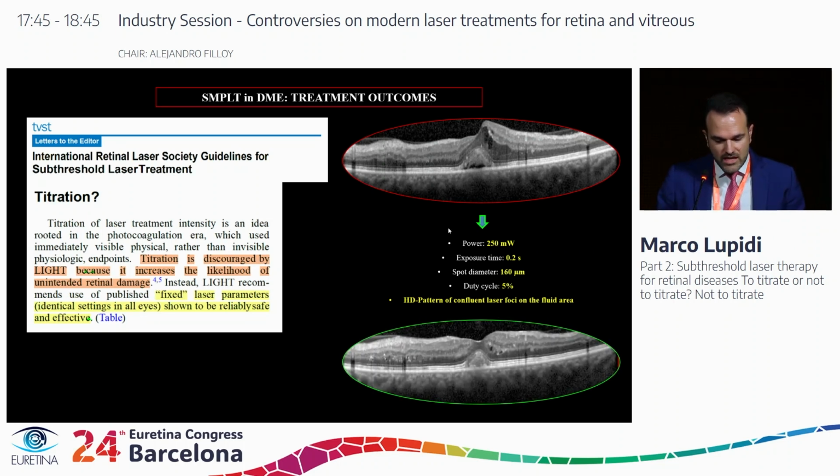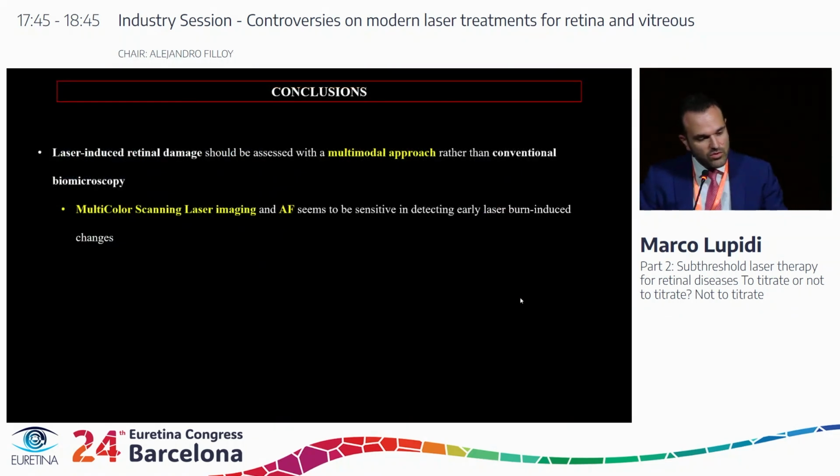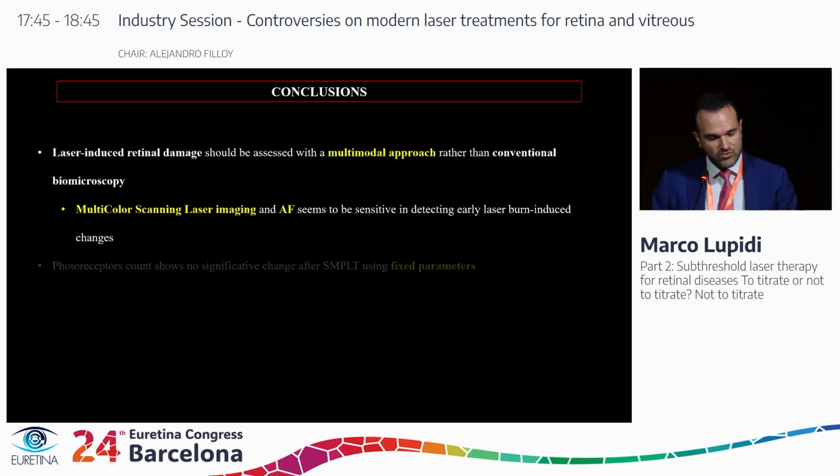So also in this case, we treated with a power of 250 milliwatts, 200 milliseconds exposure time, with a duty cycle of 5%, with a high density pattern of confluent laser foci on the fluid area. So just to conclude, laser-induced retinal damage should be assessed with a multimodal approach rather than conventional biomicroscopy. Multicolor and autofluorescence are the more sensitive imaging modalities to detect the laser in the area treated but preceded with a titration mode.